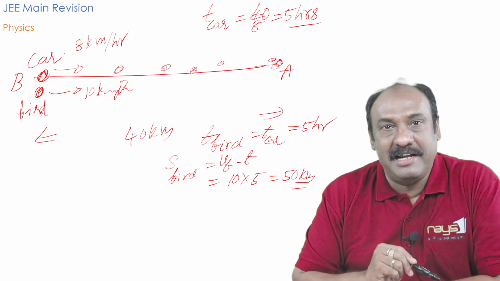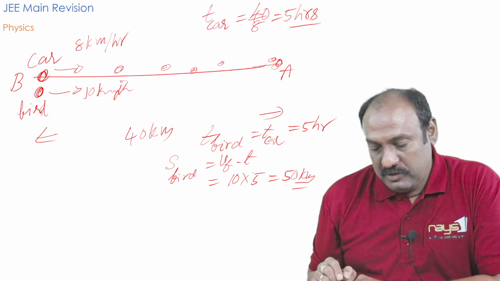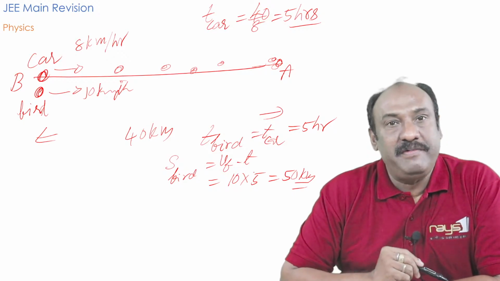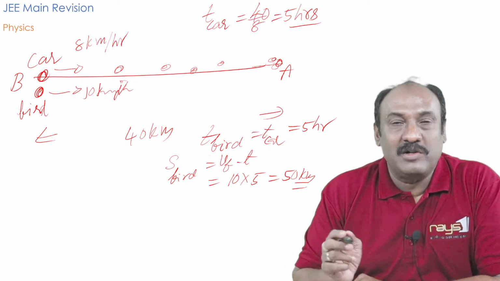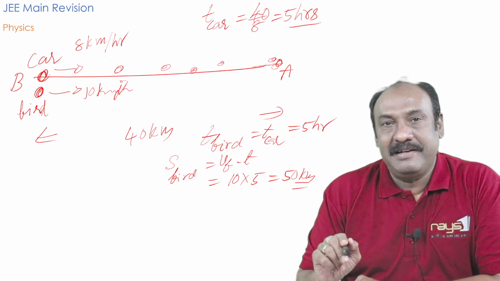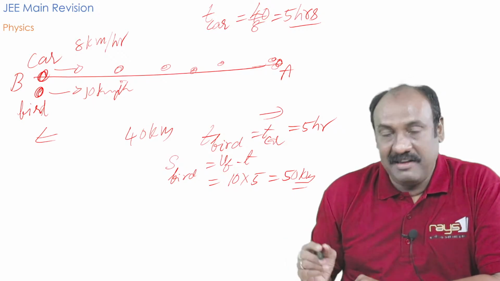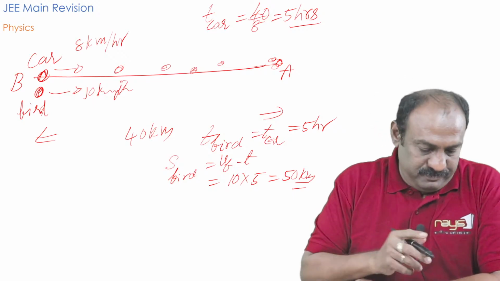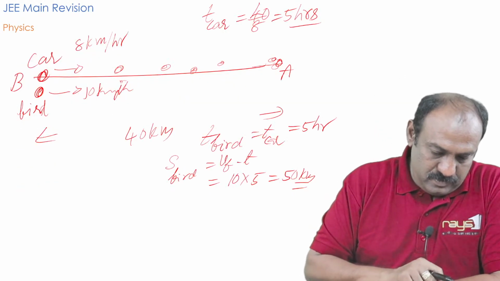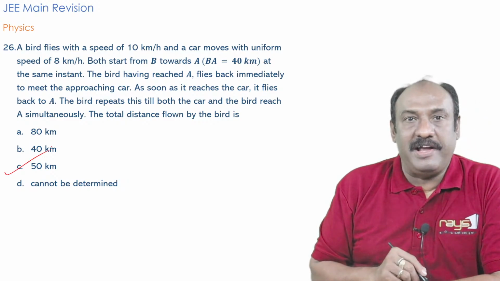According to given data, bird has to fly with constant speed. So that is 10 km per hour. So 10 multiplied by 5, that will give 50 km is the total distance covered by bird during this number of flights in between destination and car in this entire journey. So answer is 50 km. Answer is C for question number 25.